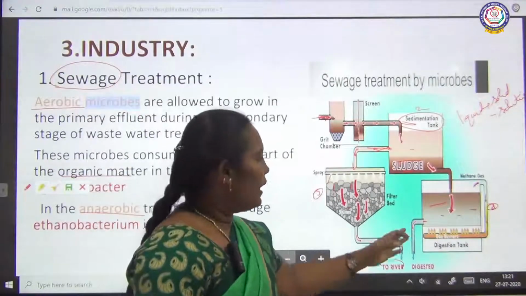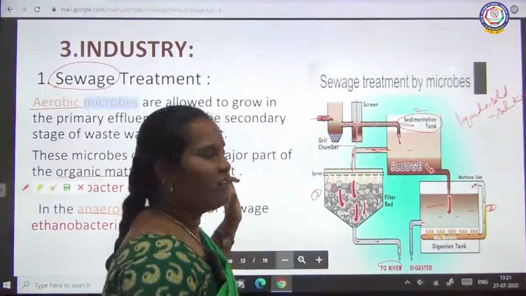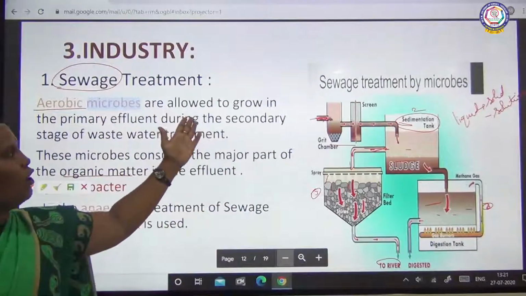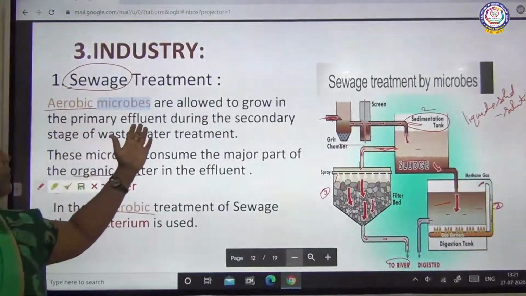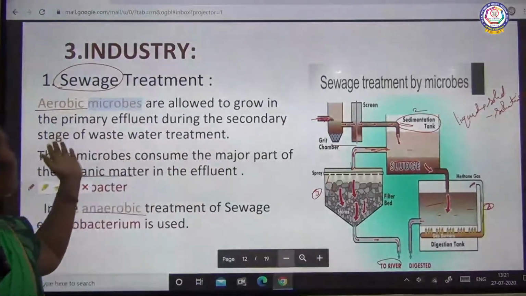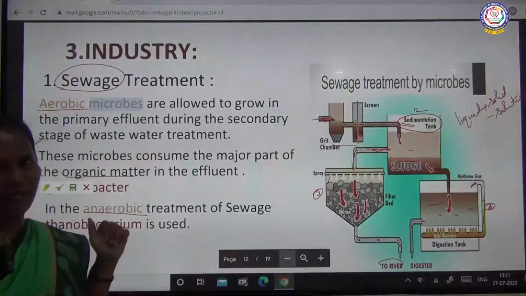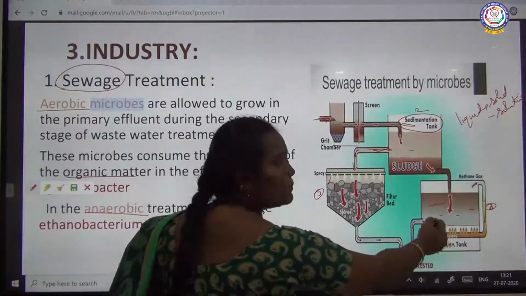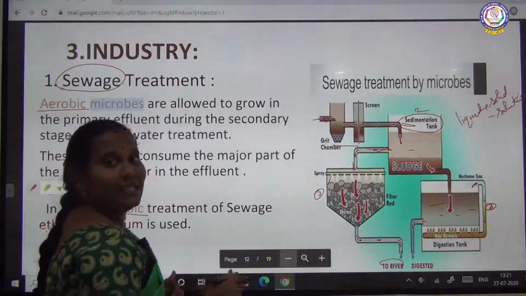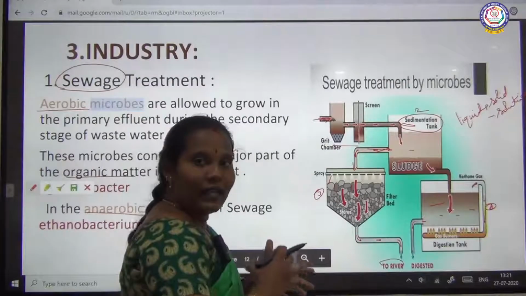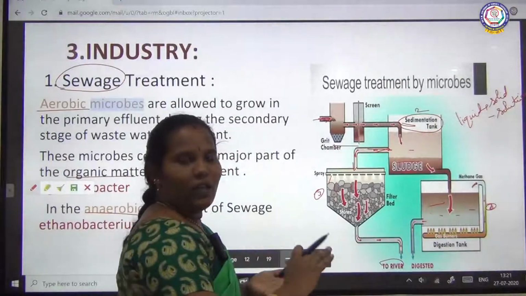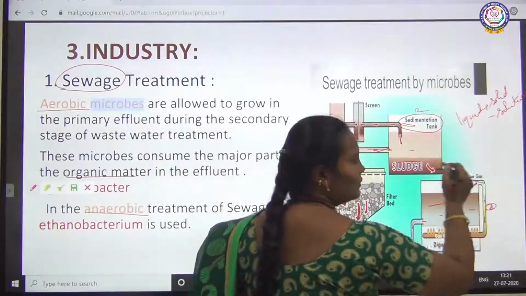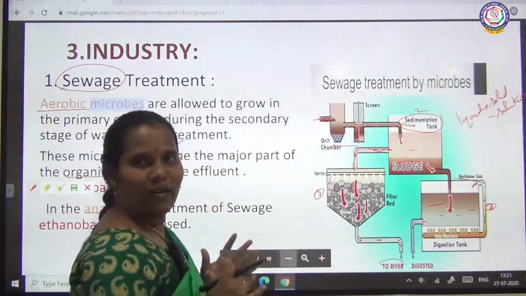This is the help of the microbes in sewage treatment. See here, aerobic microbes are allowed to grow in the primary effluent during the secondary stage of wastewater treatment. Clear? Some microbes are allowed to grow here. These microbes digest all the wastes. After digestion, the water will be clear. Then they let out some gases. It is methane gas. This is the wastewater treatment.